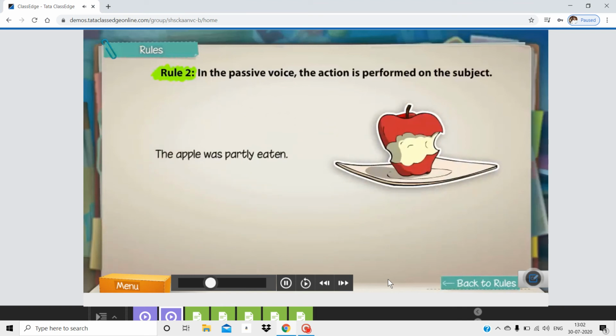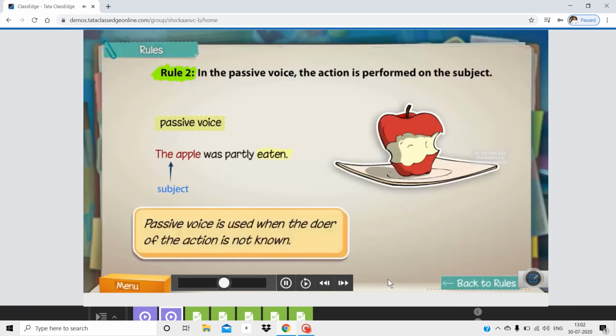This sentence is also in the passive voice. Here, the subject, the apple, is receiving the action. The sentence has no object, and we do not know who has performed the action of eating the apple. The passive voice is used in a situation like this where the doer of the action is not known.